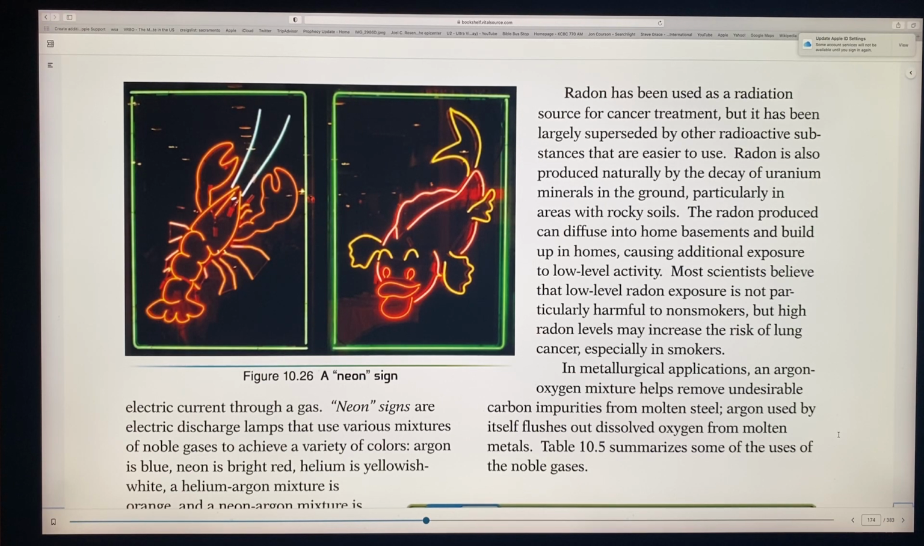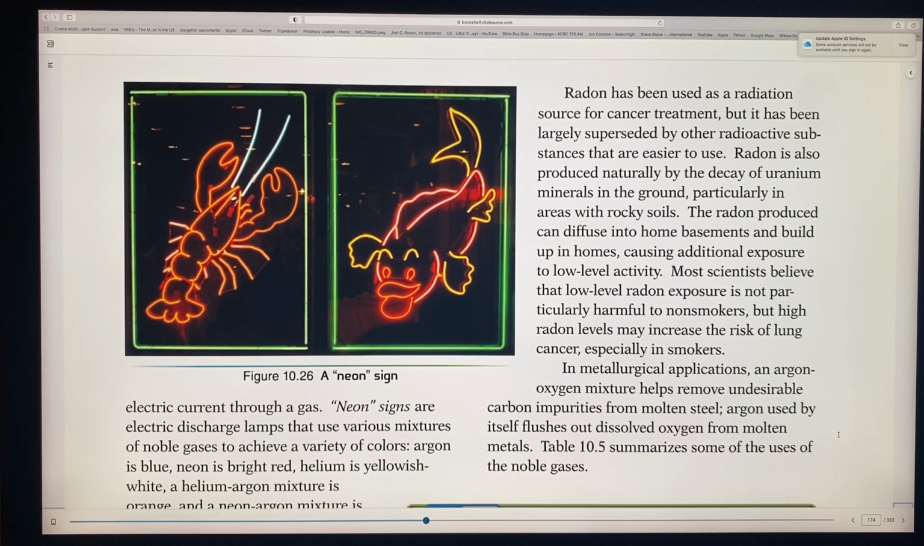Argon signs add to the neon more of a blue color, neon being red, helium being a yellowish white. Helium and argon together made an orange color, and neon and argon was a deep lavender. So they found by mixing these noble gases together, they could make different types of lighting, and all of them kind of coming into the neon sign.